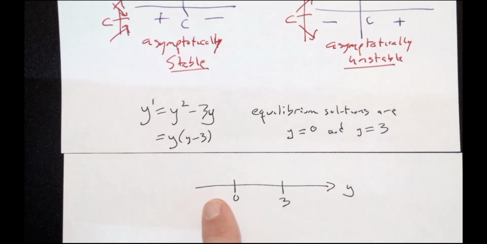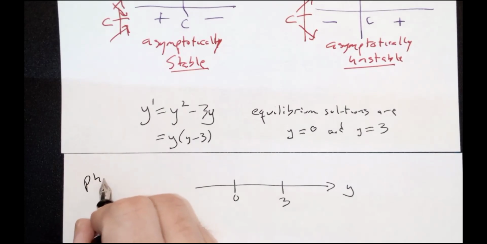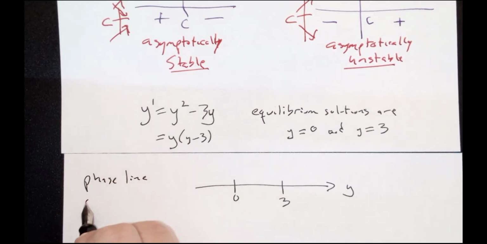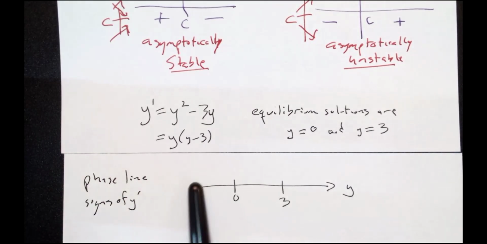Okay, how do I decide whether or not to put a plus or a minus over here to make a sign chart for y prime? My phase line is the signs of y prime. So I just need to know, is y prime positive or negative over here? Plug 1 in. Any value less than 0. Same thing for between 0 and 3. Pick a number between 0 and 3 and plug it in. Pick a number bigger than 3 and plug it in.